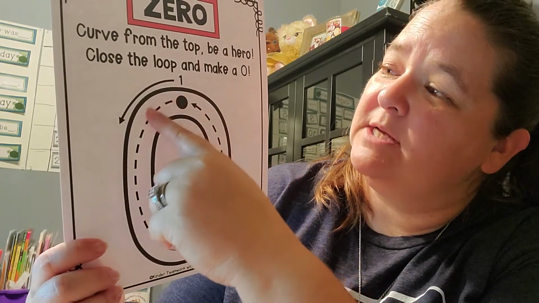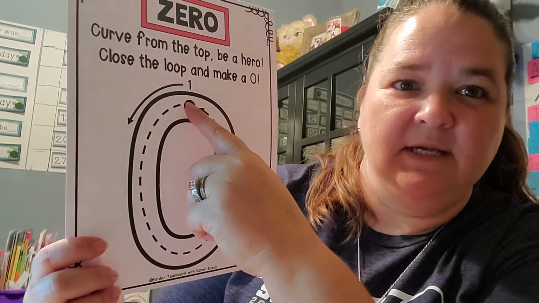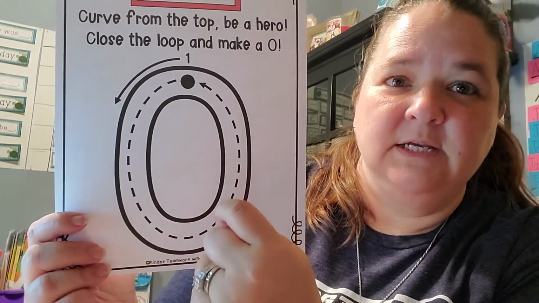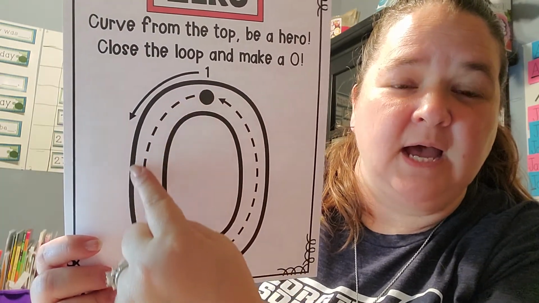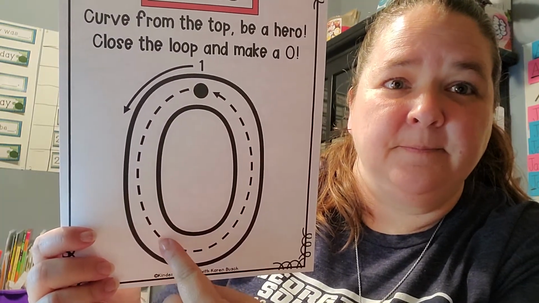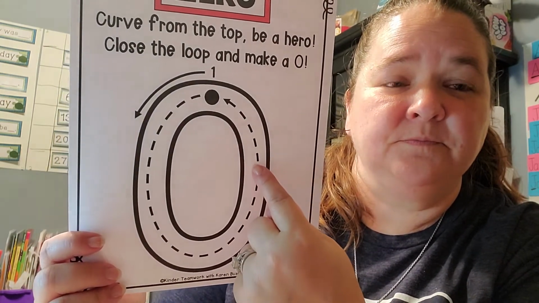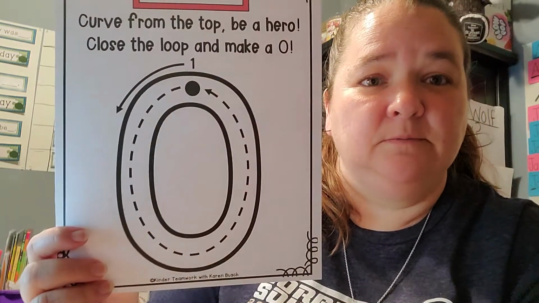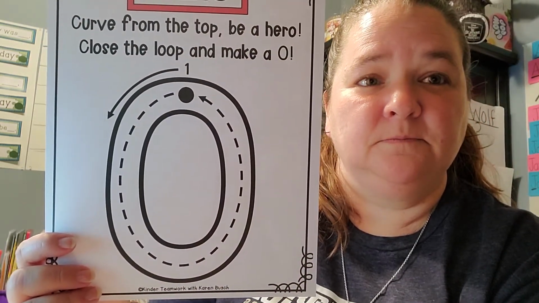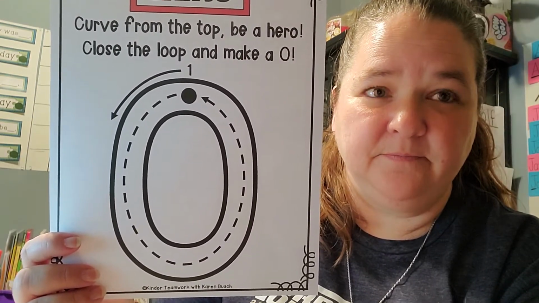Curve from the top, be a hero, close the loop, and make a zero. Ready? So you're gonna say, curve from the top, be a hero, close the loop, and make a zero. Good job. And if you need to pause it, you can pause it. That's okay. All right.